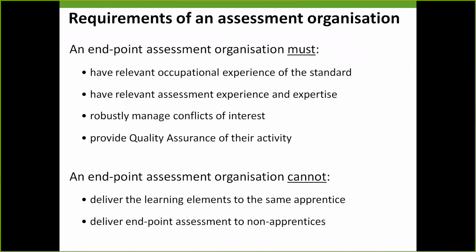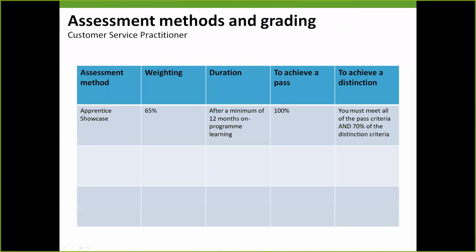So let's take a quick look at customer service practitioner and the assessment methods. The first method of three is an apprenticeship showcase, which has a weighting of 65%. It's got to take place after a minimum of 12 months on programme. There's no surprise there, because 12 months is the minimum duration for apprenticeships under the funding rules. They've got to complete and achieve all of the pass criteria. And if they are to actually achieve a distinction, they must meet the pass criteria and at least 70% of the distinction criteria.